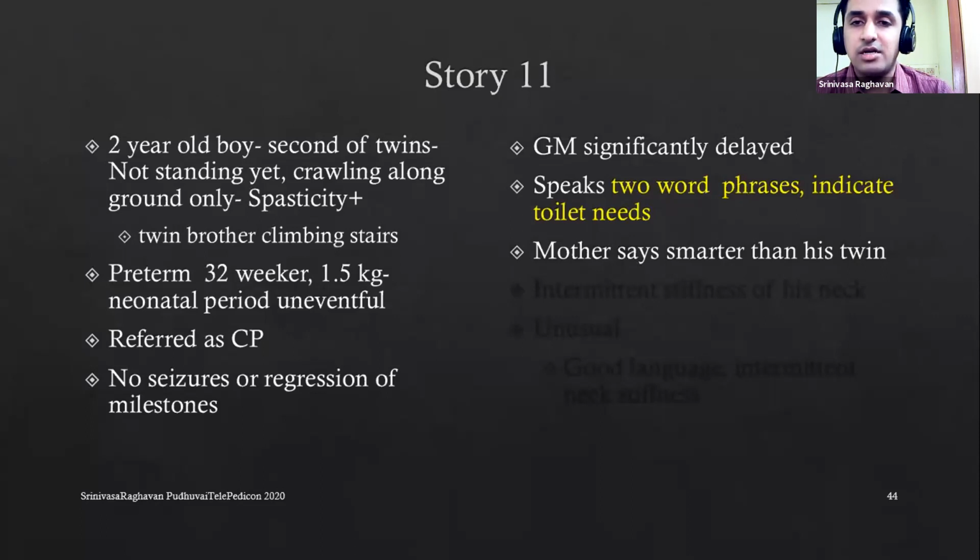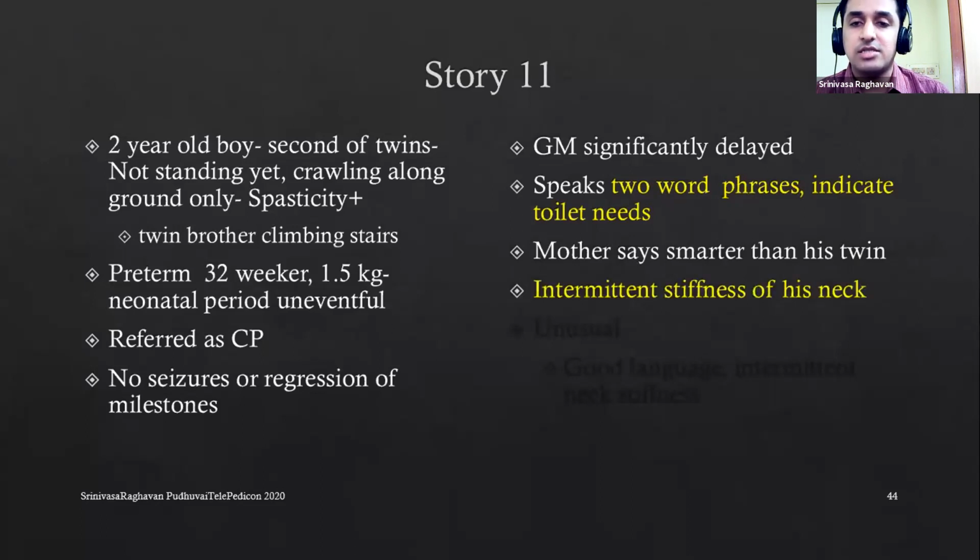And the pattern, if you notice, is that gross motor is significantly delayed. A 2-year-old child performing at a 6-month level. But language, this child is speaking 2-word phrases. He's able to indicate toilet need. And as a thumb rule, language milestones are an indicator of cognition in early childhood. It is a general thumb rule because many studies have shown that language development predicts later cognitive development. So this says that this child is cognitively able, and the mother also vouches for it, saying this boy is smarter than his twin. Mother is never wrong.